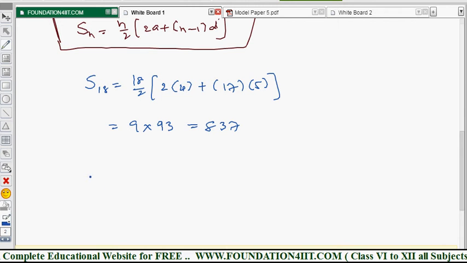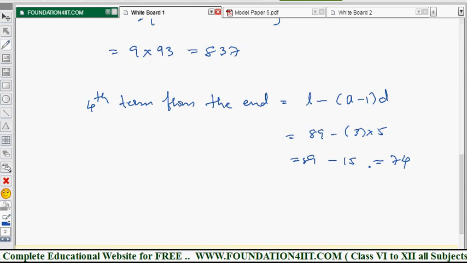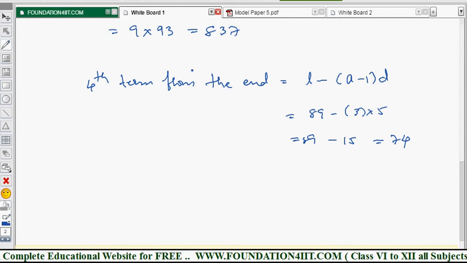Next, the fourth term from the end. This also you need to find. That is L minus (N minus 1) into D. Just apply that formula. L is the last number, so L minus (4 minus 1) into D, because we are counting from the last. So 89 minus 3 into the difference 5. 89 minus 15 is 74. So the fourth term from the end is 74.